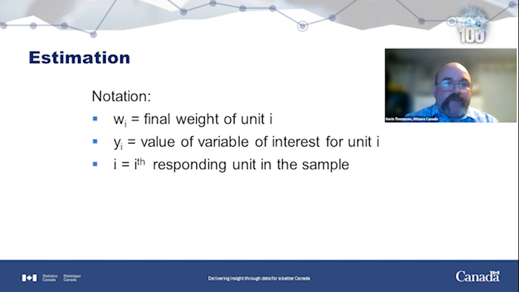First, I'm going to talk a bit more about notation. When we have a lowercase letter attached to our variables, this is just the ith responding unit in the sample. So for example, the weight for the first respondent would be W sub 1. The value of interest, let's say we're looking at income, would be Y sub 1. The second respondent will be W sub 2 or Y sub 2.